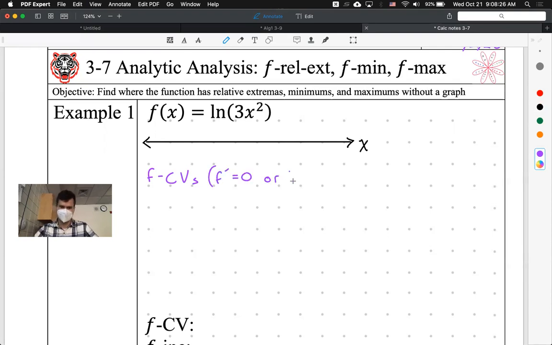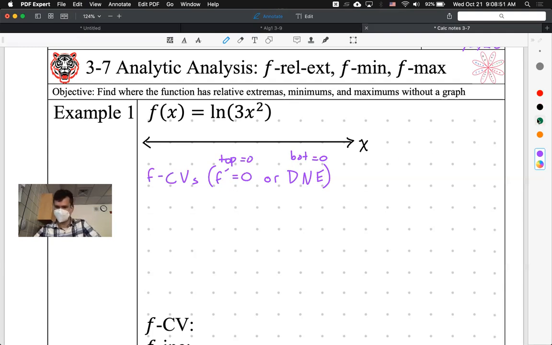F prime equals zero or DNE. And just as a note, especially when we're talking about analytic analysis, F prime equals zero means I'm setting the top derivative equal to zero. And then DNE means I'm setting the bottom, if I have some sort of fraction, equal to zero, because we will eventually be seeing those, not yet, but just as a heads up. Okay, so that means I need to find F prime equal to zero.